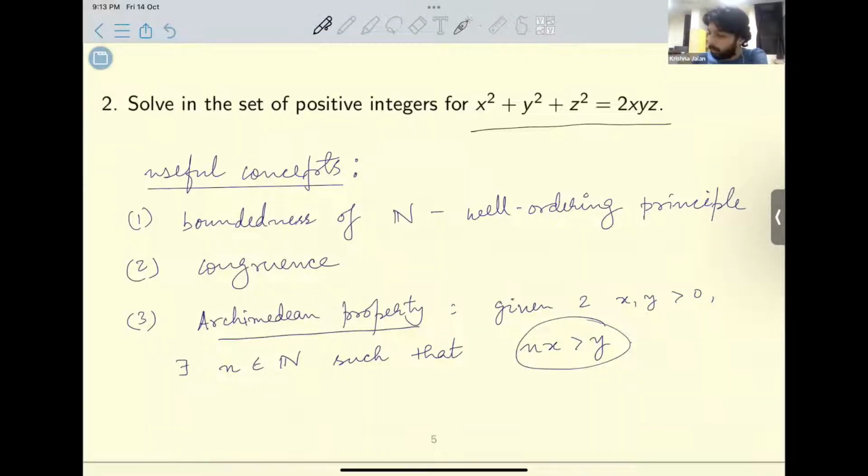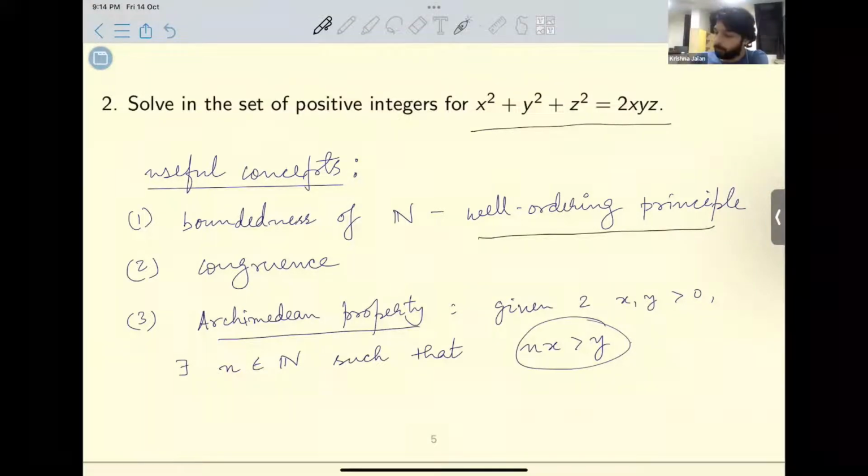I'll be using something called the well ordering principle. If you have not heard of it, it basically says that the natural numbers cannot go infinitely below. It has a lower bound, and that lower bound is 1. That is the well ordering principle essentially. Similarly, any subset of the natural numbers will always have a lower bound.